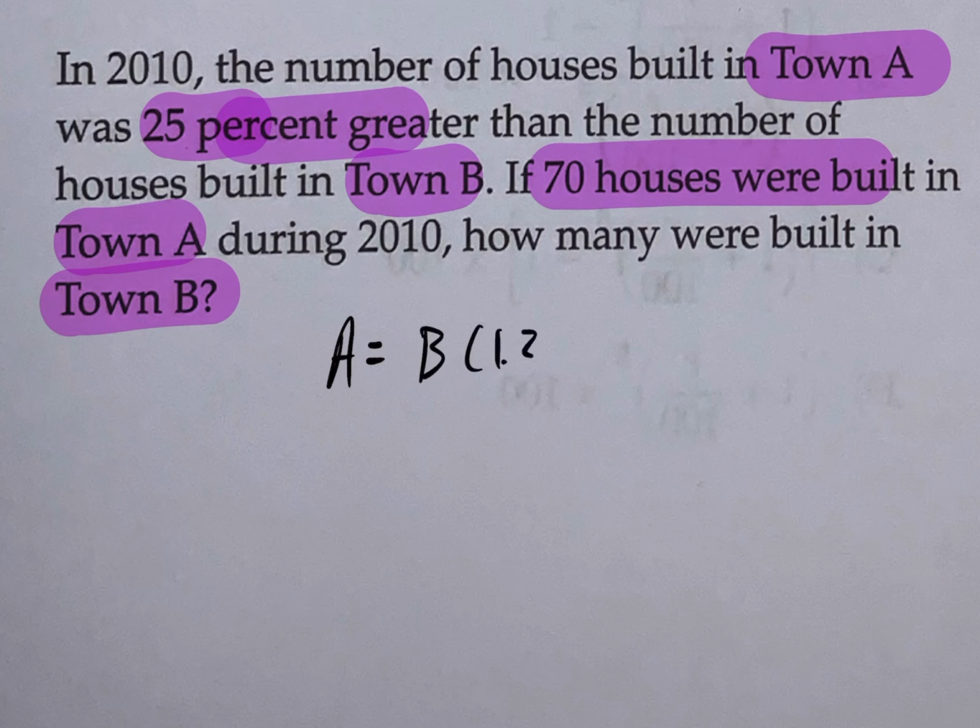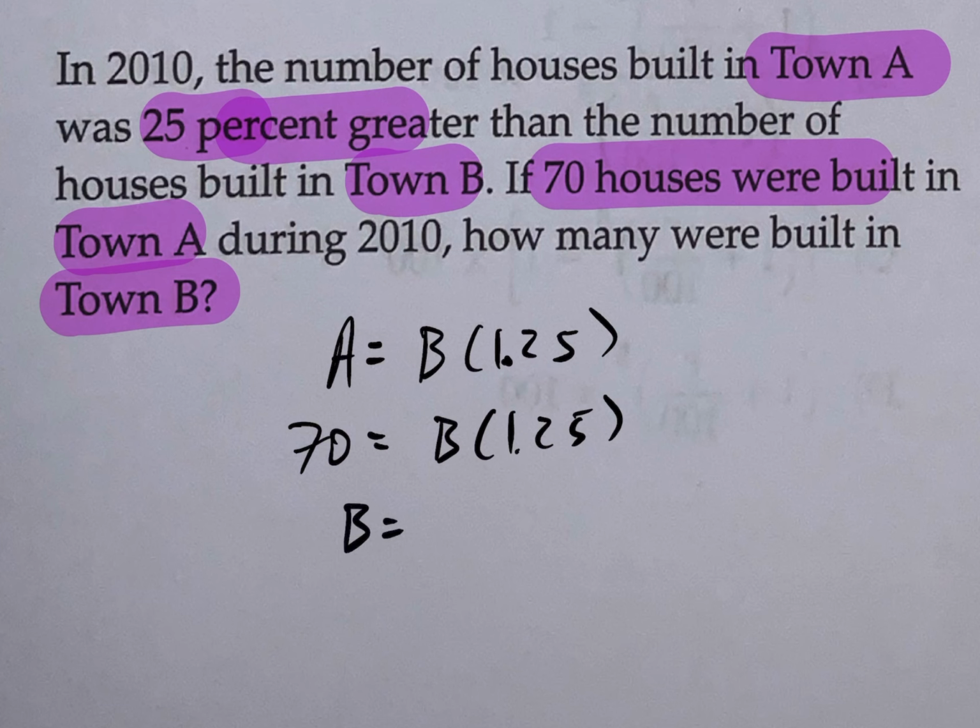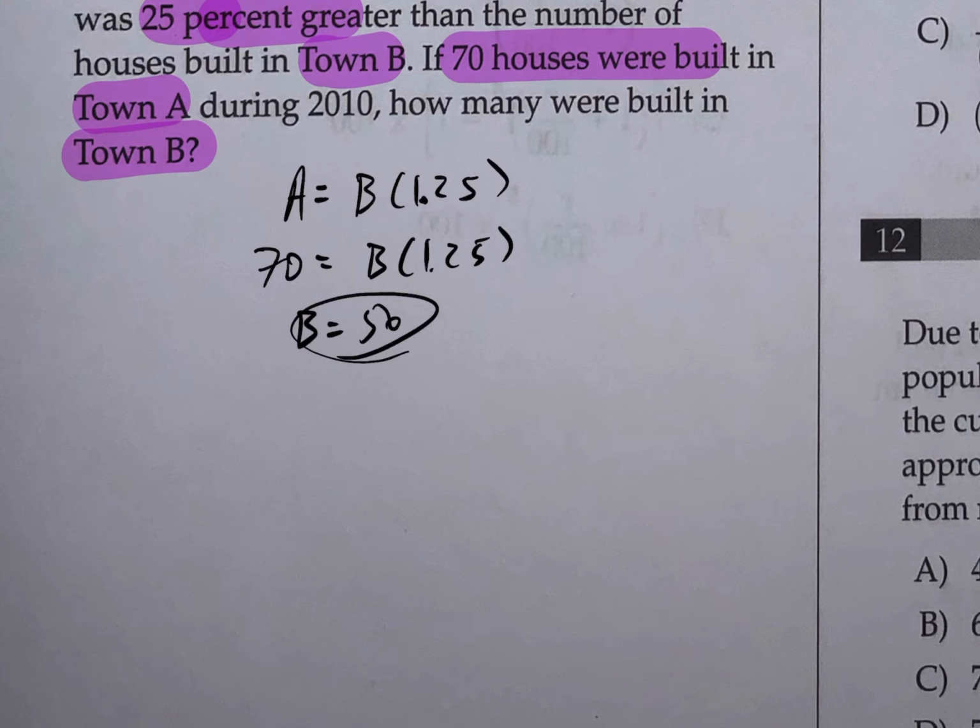So I'm going to go ahead and do that, and if B represents the number of houses built in Town B, you multiply by 1.25, and you can see that's equal to A. We know that if 70 houses were built in Town A, substitute that A with a 70, we're now essentially solving this equation for B. Dividing this out, we end up getting 56 houses were built for Town B.